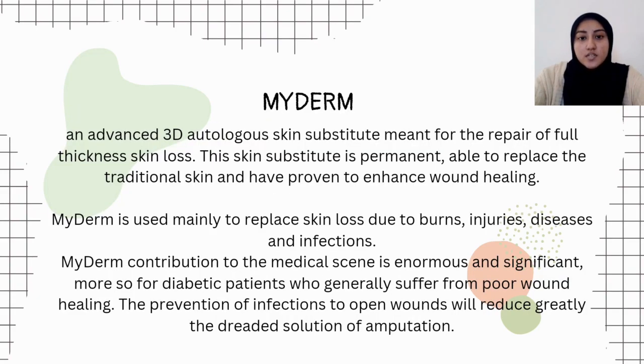MyDerm is an advanced 3D autologous skin substitute meant for the repair of full-thickness skin loss. This skin substitute is permanent, able to replace the traditional skin and has been proven to enhance wound healing. MyDerm is mostly used to replace skin loss due to burns, injuries, disease, and infections. MyDerm's contribution to the medical scene is enormous and significant, more so for diabetic patients who generally suffer from poor wound healing. The prevention of infections to open wounds will greatly reduce the dreaded solution of amputation.